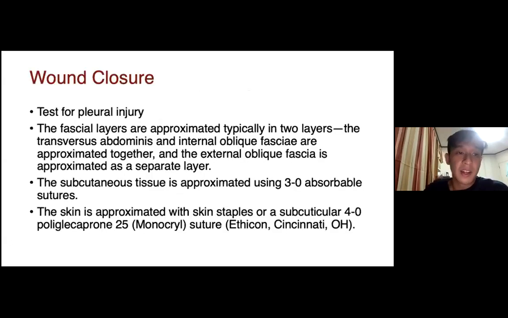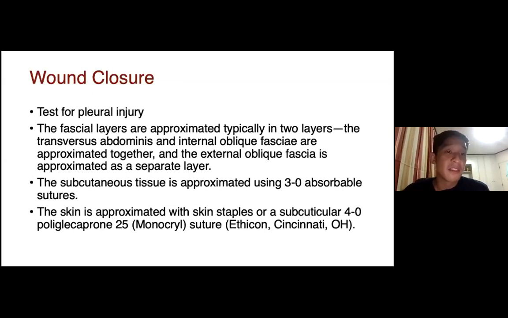So for the wound closure, in some cases it is prudent to test for pleural injury. The retroperitoneum should be filled with saline. Then you ask your anesthesiologist to inflate the lungs with high inspiratory volumes. Bubbling of the saline irrigation in the retroperitoneum with deep inspiration would suggest pneumothorax. In cases of pleural injury, this can be closed with running absorbable sutures before closure of the pleura.